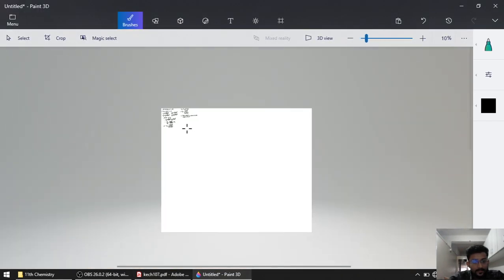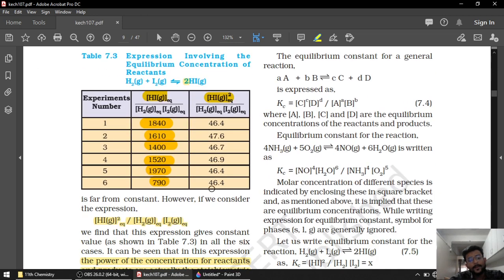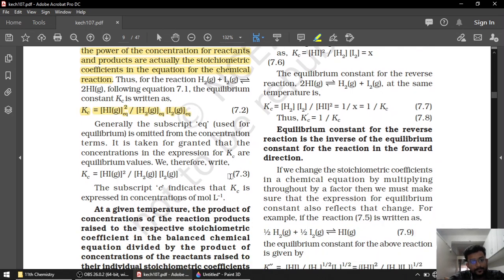We have already derived the formula: C raised to c, D raised to d divided by A raised to a, B raised to b. So Kc will be equal to [HI] square divided by [H2] into [I2]. Generally the subscript EQ, equilibrium, has been omitted. That means we are not going to write EQ every single time, because the Kc formula only includes the equilibrium values.